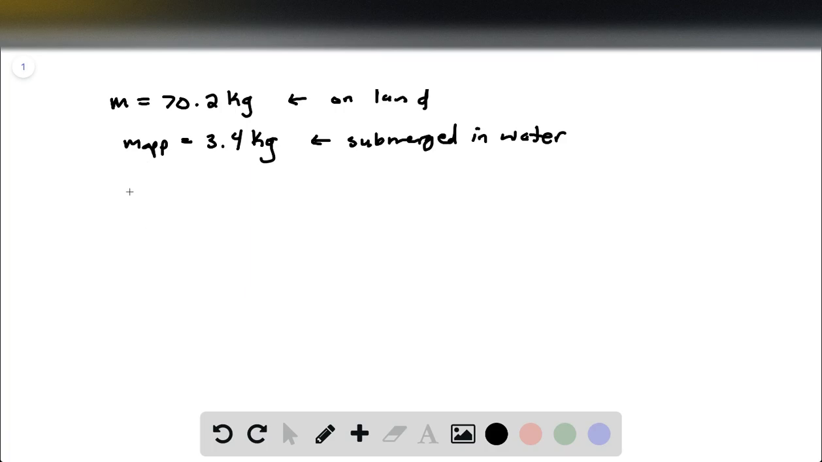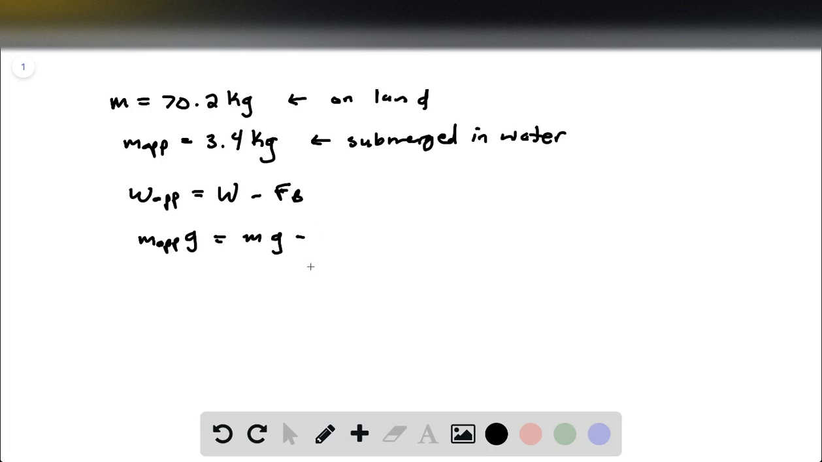So what's really going on here is that when you think about the forces, the apparent weight will be the actual weight minus the buoyant force. So that's why the apparent weight is a bit less than the actual weight. And the weight is the apparent mass times the acceleration due to gravity for the apparent weight, and the actual mass times the acceleration due to gravity for the actual weight.